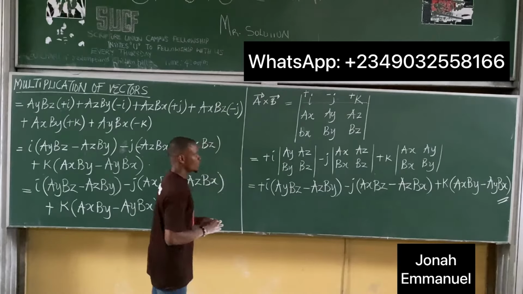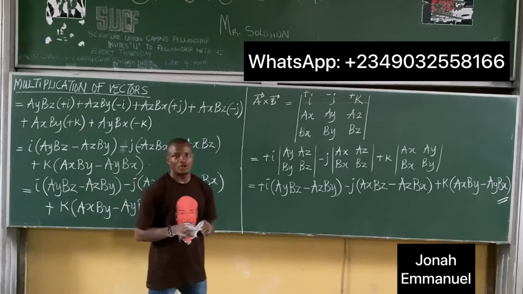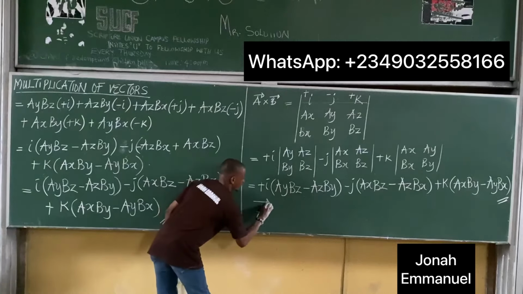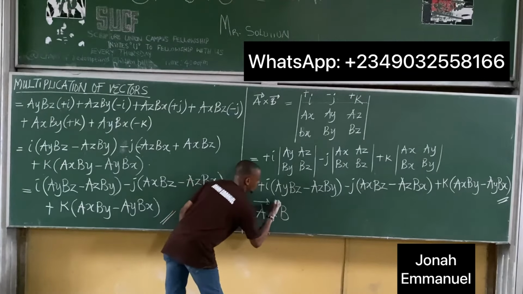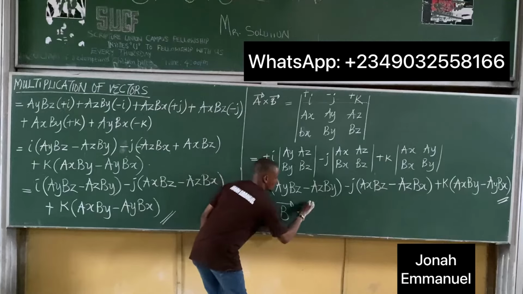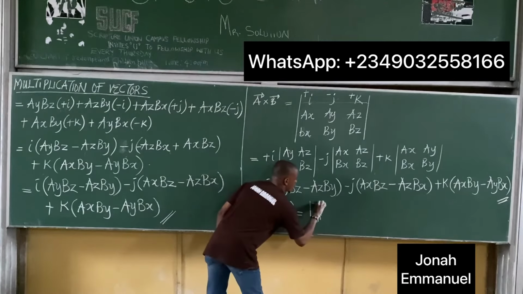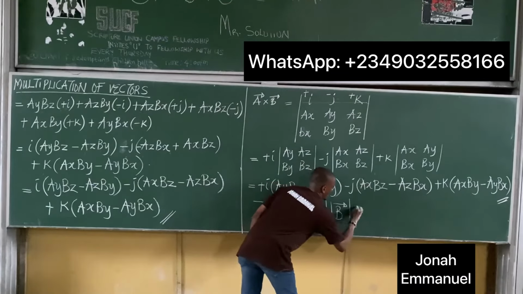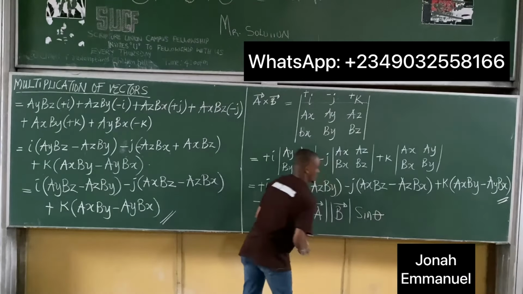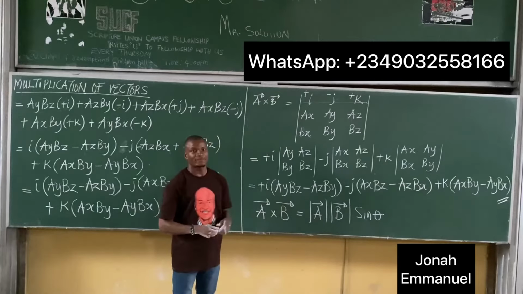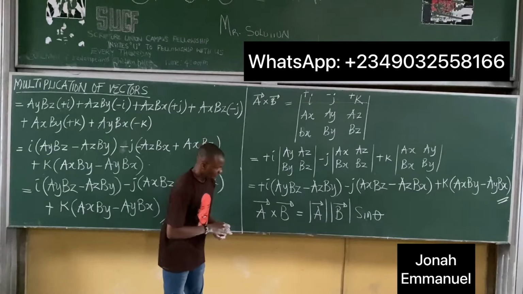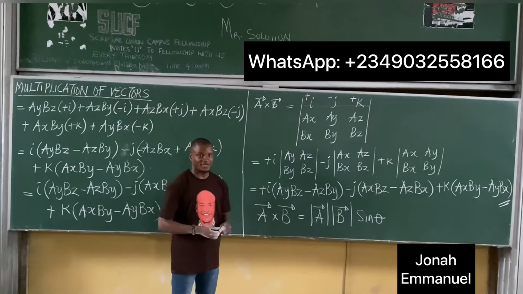One last thing, we can still express the vector product as this. We can still say A cross B is equal to the magnitude of A multiplying the magnitude of B and then sine theta. This can be used to find the angle between 2 vectors.